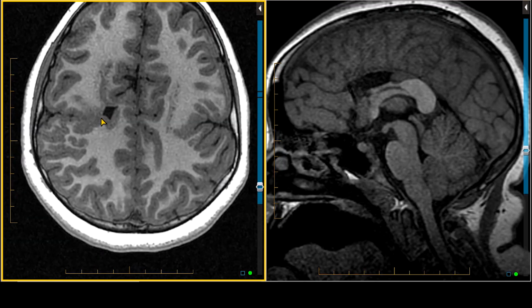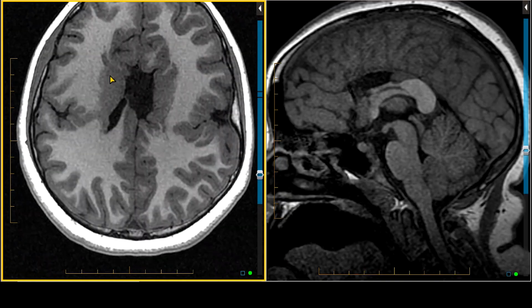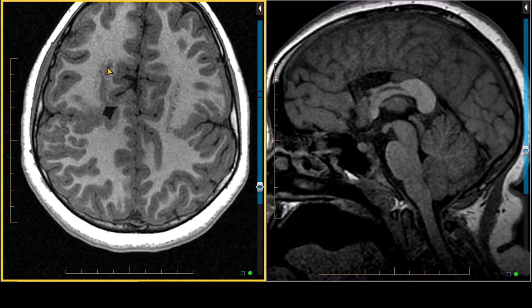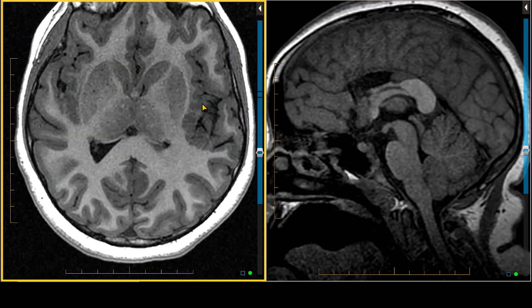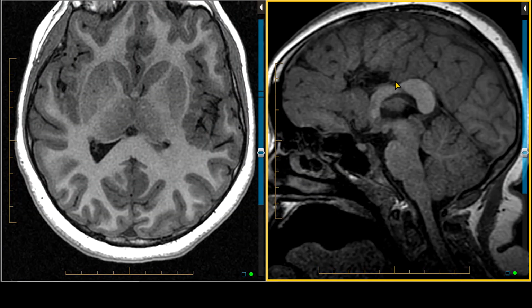On the right side, we have a closed lip schizencephaly lined by polymicrogyria. We have several additional areas of gray matter heterotopia, and we have dysgenesis of the anterior and mid portions of the corpus callosum.